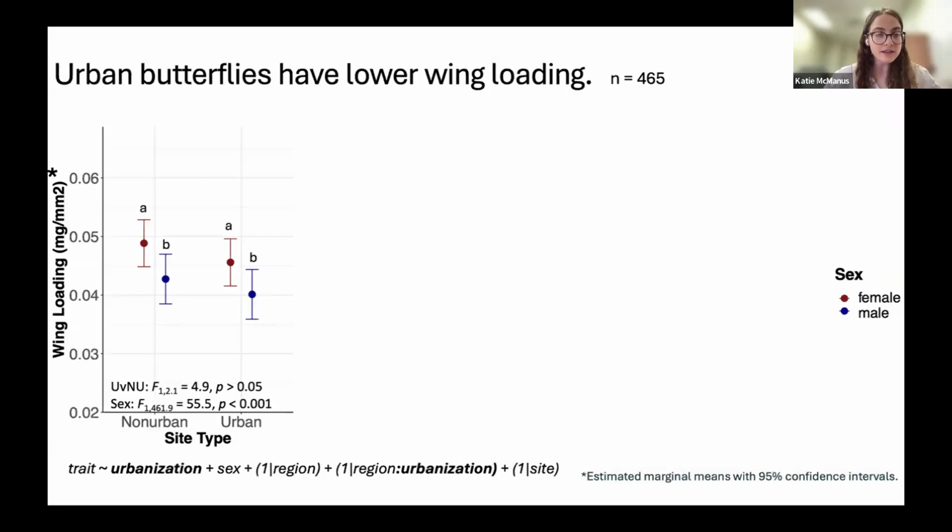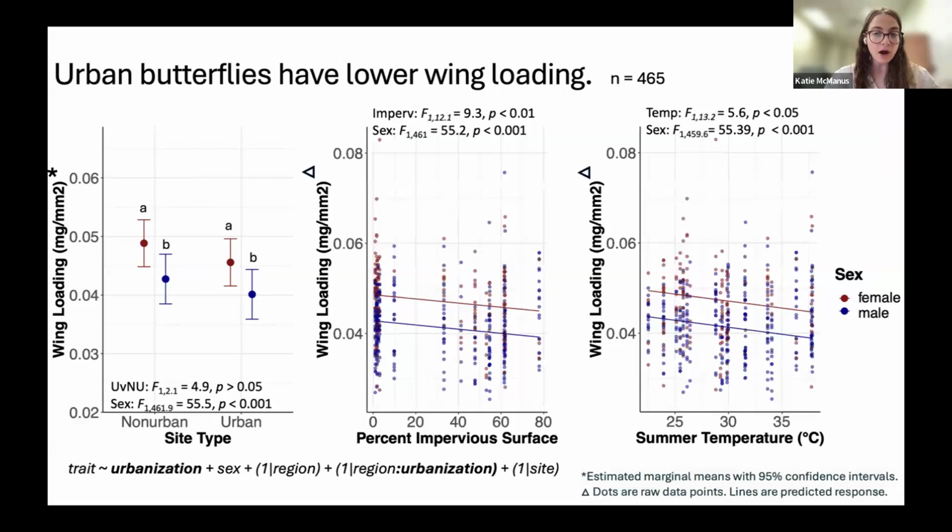And when we look at the data with these categorical predictors, we don't see any difference in wing loading that's driven by urbanization. We purely see sex differences. However, the continuous models are able to capture an effect of urbanization. And we see that for both sexes with increasing urbanization, whether we're using impervious surface or temperature, there's a decrease in wing loading.